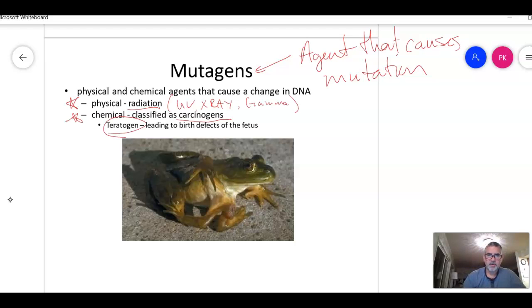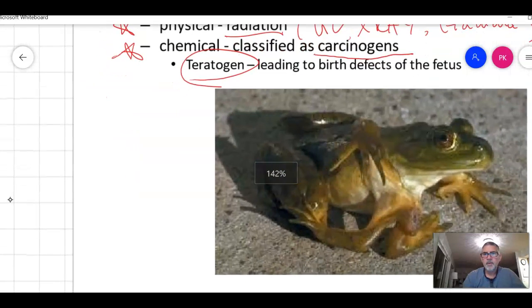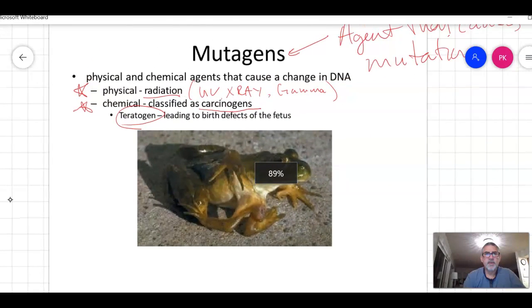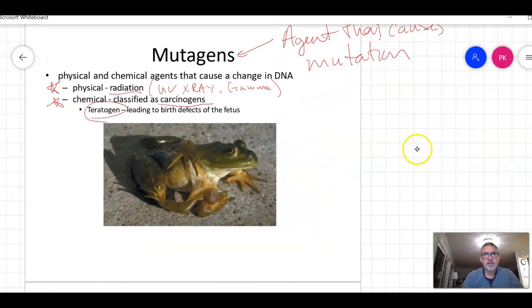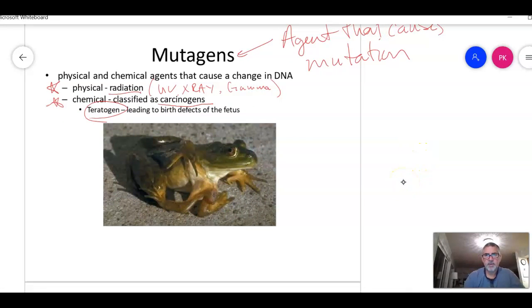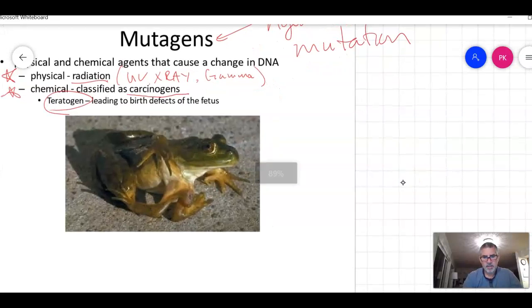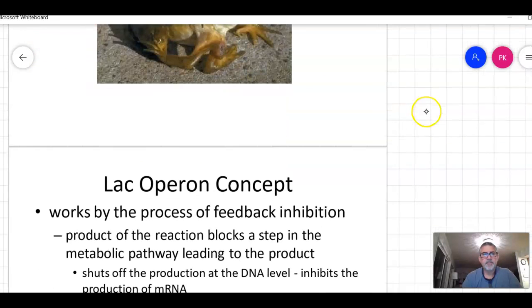Right? And if you look at this frog here, frogs are called sentinel species because they mutate so rapidly. Look at all the legs that frog has, right? So it's come into contact with either carcinogens or teratogens or both, right? And that's why it's like that, probably more of a teratogen.